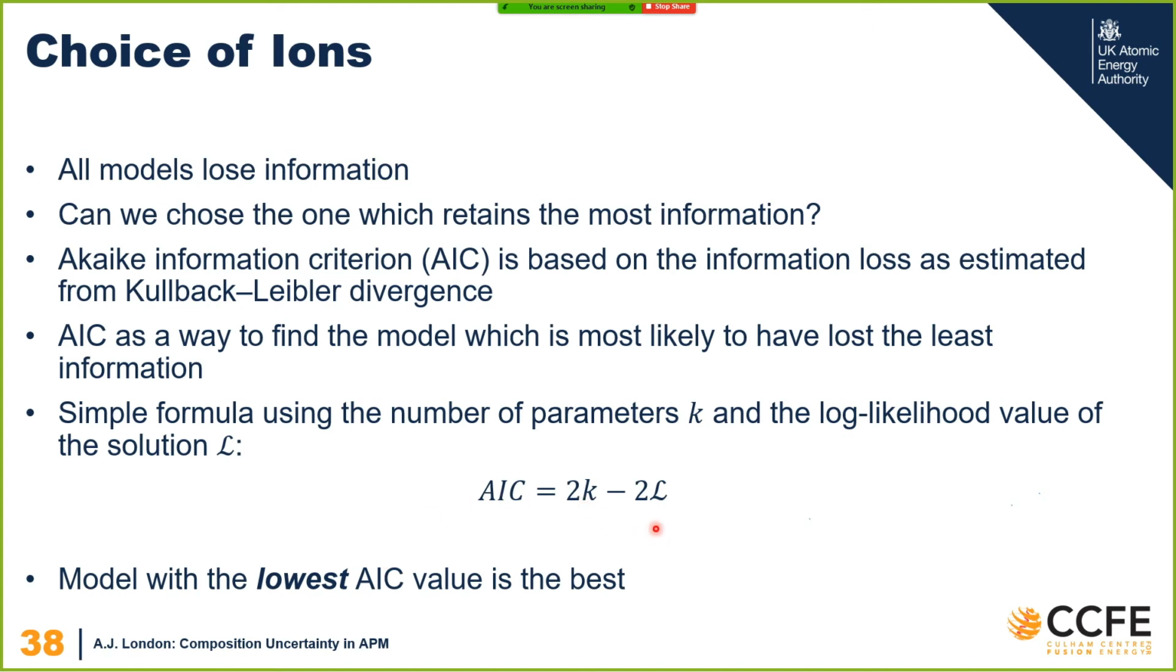And it's really useful because it just depends on the number of parameters, our fitting parameters, which is the number of ions, and the log likelihood. And hey, we've just been talking about maximum likelihood, and we've got the log likelihood value. So the lowest AIC value here is best. By adding more parameters, that's kind of penalizing us from just adding more and more ions, right?